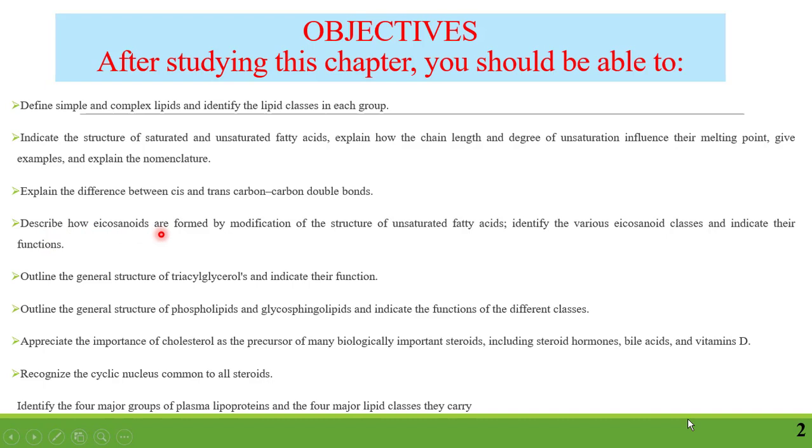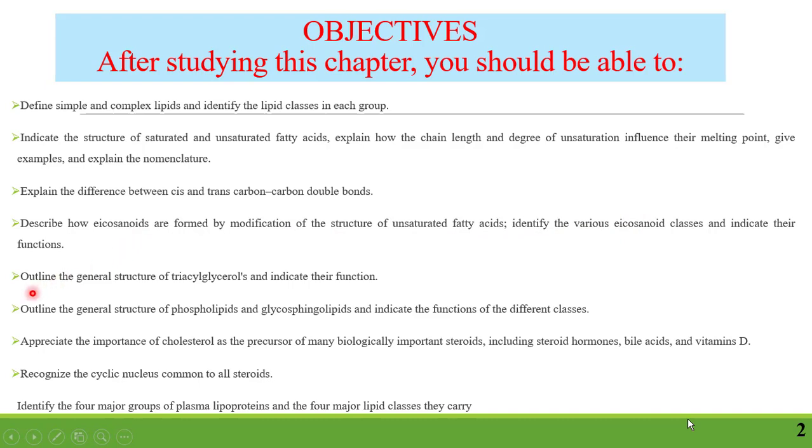Describe how icosanoids are formed by modification of the structure of unsaturated fatty acid. And also you must know different classes of icosanoids such as thromboxane, leukotriene, prostaglandin, prostacyclin, and lipoxin. There are many important compounds in our body which have a lot of function, and most of the signaling in our body is done through these compounds.